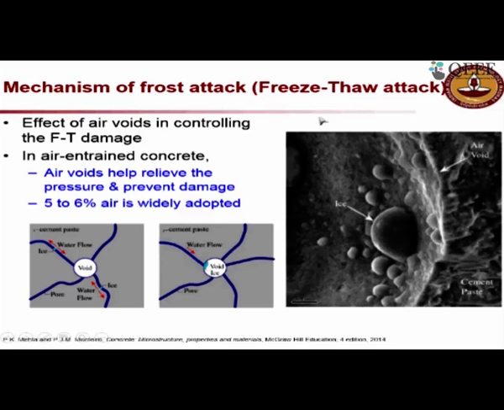So, the idea of putting this air void is so that there is enough space available for this ice to form and expand, but without causing expansive stress. The stress will be generated if there is no air available. So, we put about 5 to 6% of air to control freeze thaw attack.